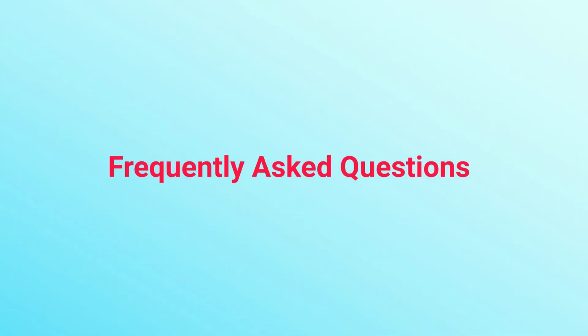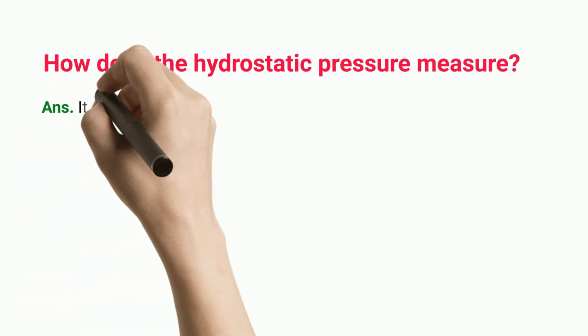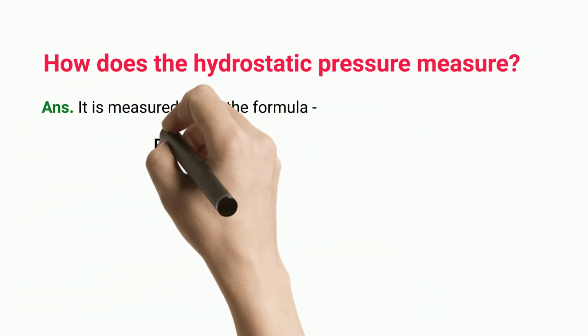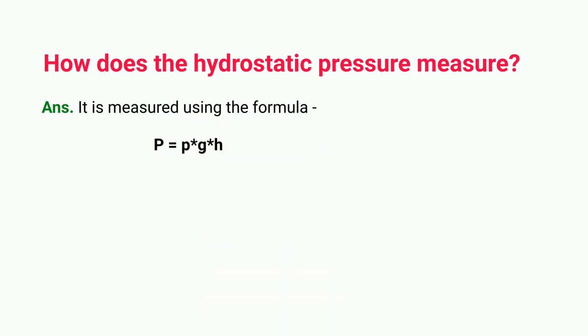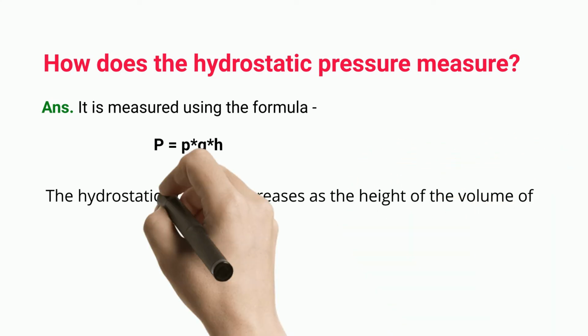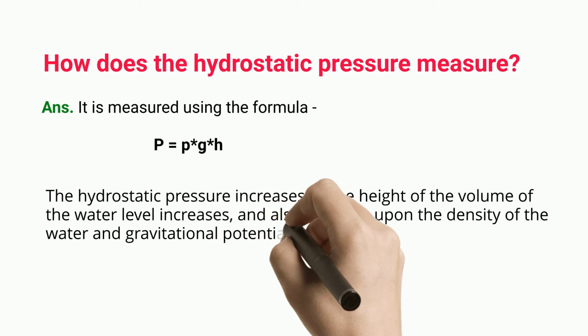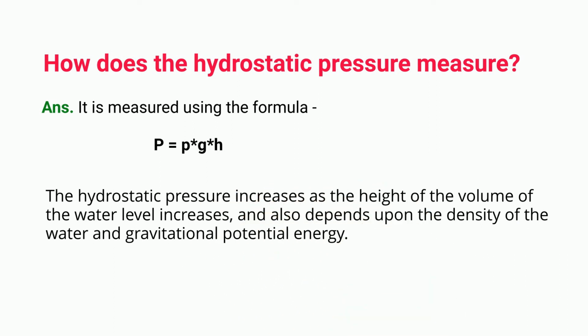Frequently asked questions. How is the hydrostatic pressure measured? It is measured using the formula P equals ρgh. The hydrostatic pressure increases as the height of the volume of the water level increases, and also depends upon the density of the water and the acceleration due to gravity.